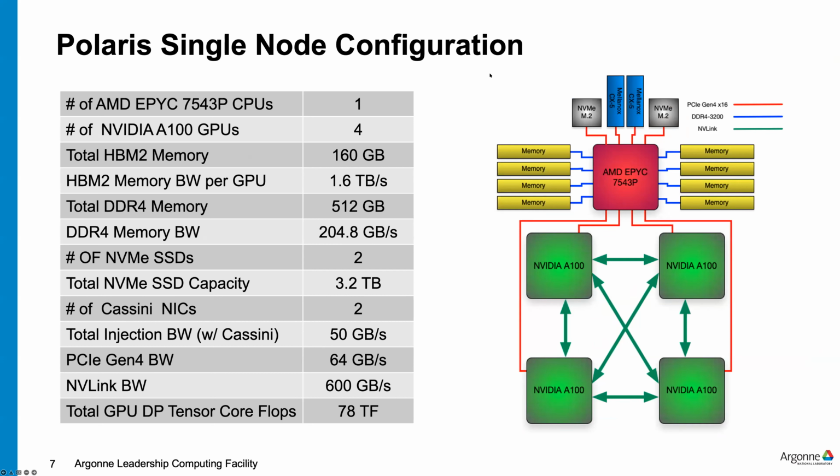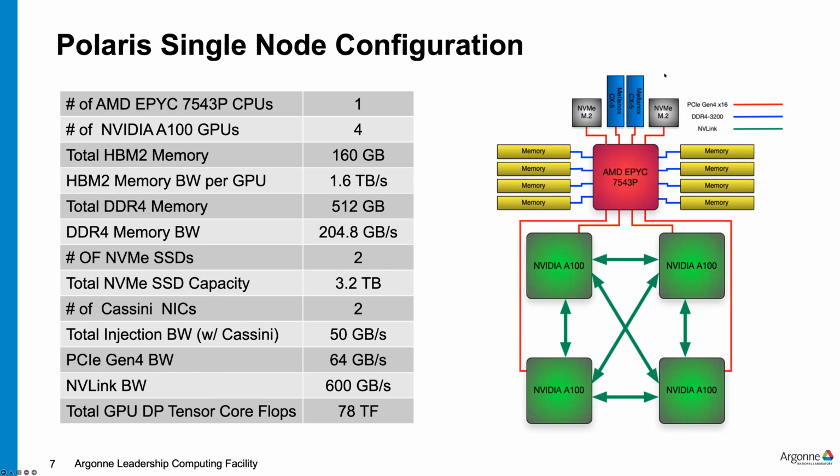Now we'll look at the overall node configuration. If you look at the image on the right, we see the 4 GPUs and the green links representing the NVLink with the high bandwidth between each of the GPUs. And then the red lines: we have a dedicated PCIe connection to each GPU from the CPU. So you can talk to each GPU directly.